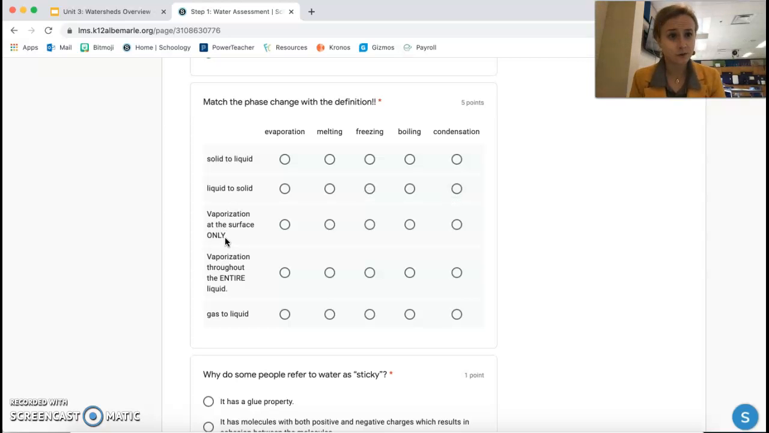Vaporization at the surface only. Is that evaporation, melting, freezing, boiling, or condensation? Vaporization through the entire liquid. Is that evaporation, melting, freezing, boiling, or condensation? And then a change from a gas to a liquid. Evaporation, melting, freezing, boiling, or condensation.